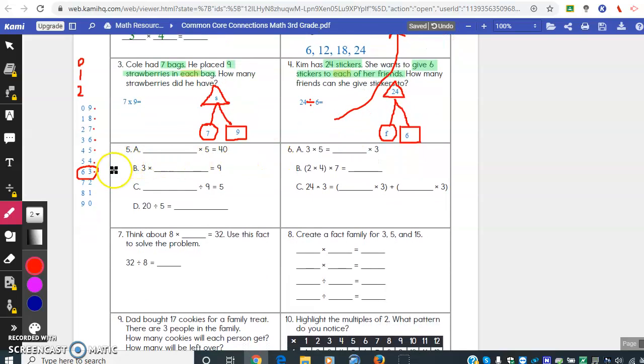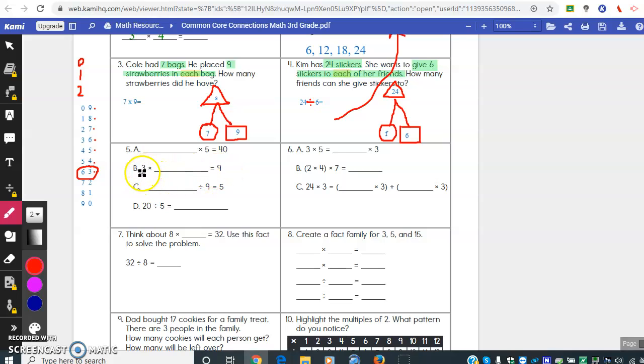All right, number 5. Number 5 says, question A. Just so you guys know, A, B, C, and D, they're just question A, question B, question C, and question D. The A, B, C, and D are not part of the question. So question A for 5, 5A is blank times 5 equals 40. Well, you're going to count by 5s until you get to 40, and you're going to tell me how many 5s it took. Question B, 3 times blank equals 9.